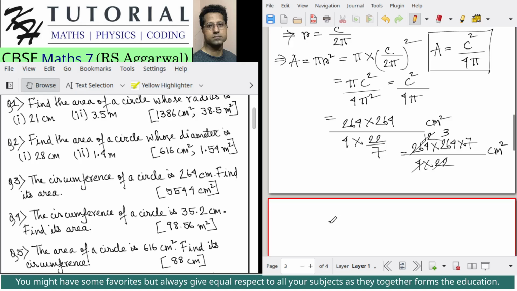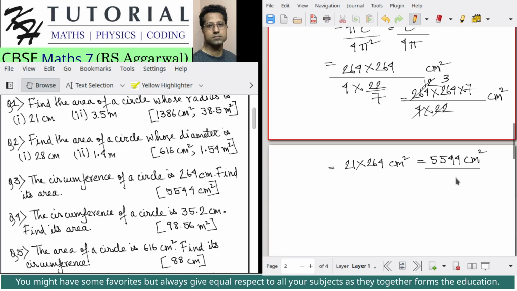Okay, so this is now 21 multiplied by 264 centimeter square, which is equal to, I will use calculator for doing the calculation to save time, but you must do the calculation by hand. 264 multiplied by 21 is 5544. So this is 5544 centimeter square is the area of the circle. Okay, let's see question number 4.